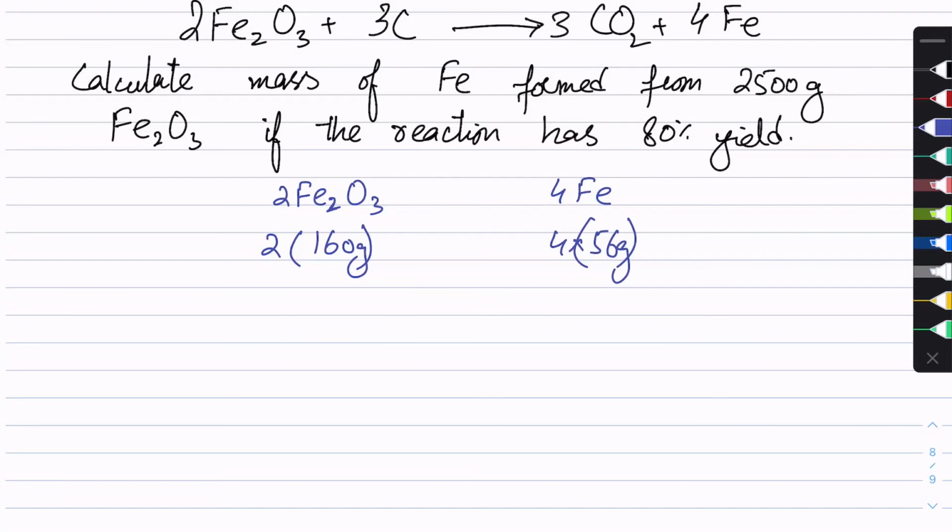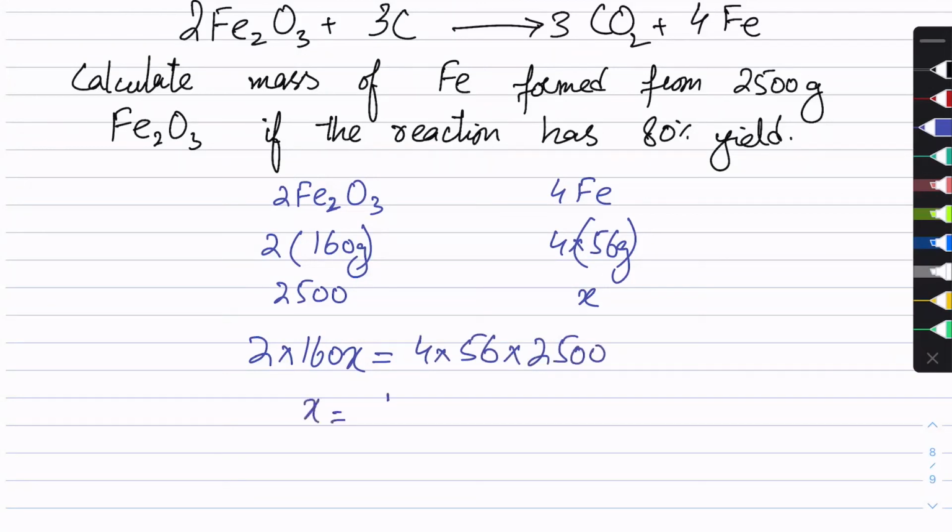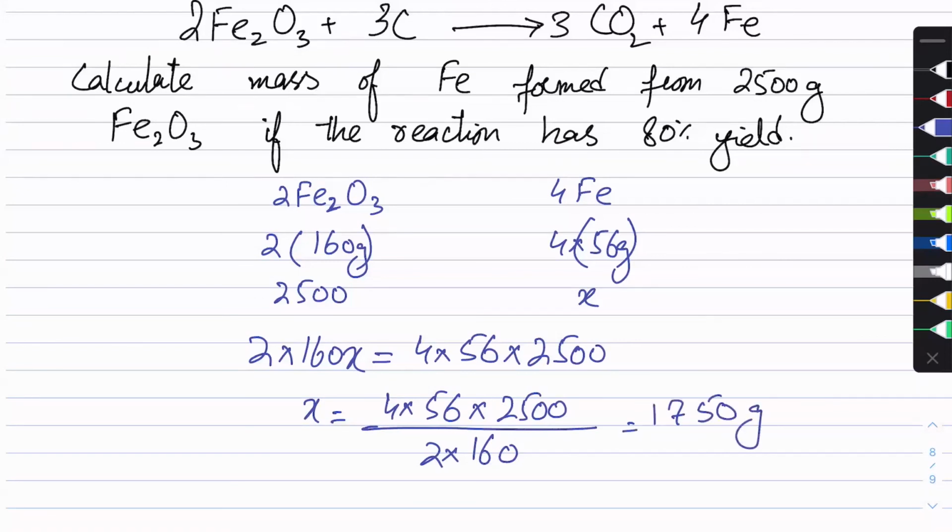And now that I have the values of 1 mole, I'll put the given values. So this is 2500. This is X. So I'll just calculate it. So cross multiply 2 times 160 equals, sorry, X equals 4 times 56 times 2500. So X equals to 4 times 56 times 2500 over 2 times 160. Put it all in a calculator. So 1750 grams. So that's our answer.